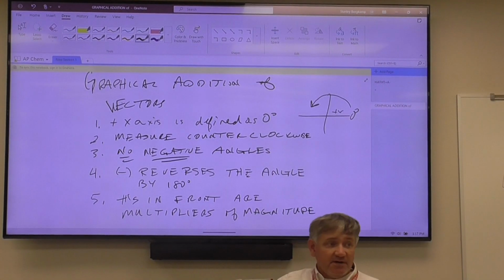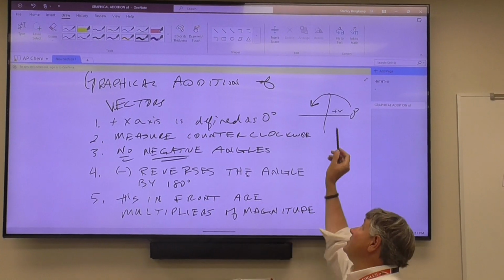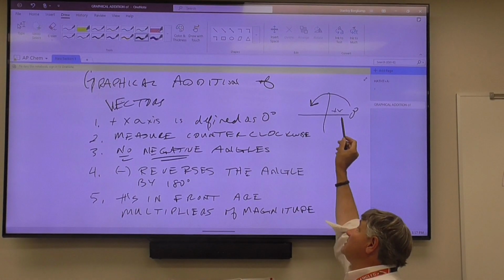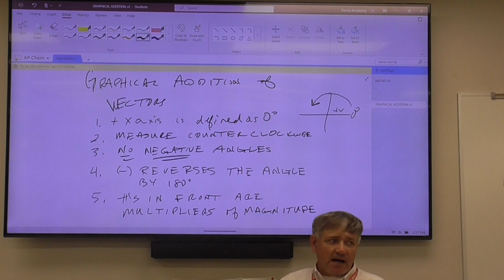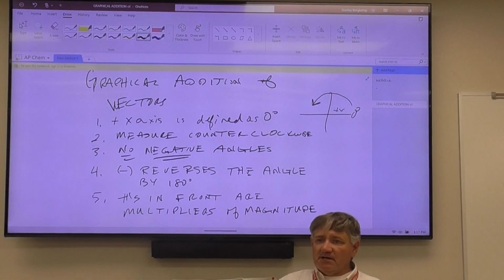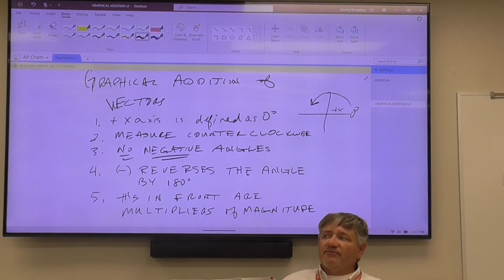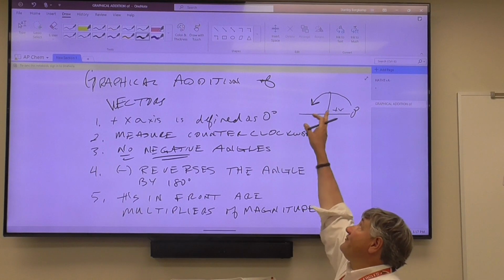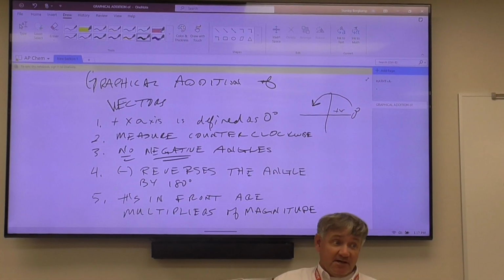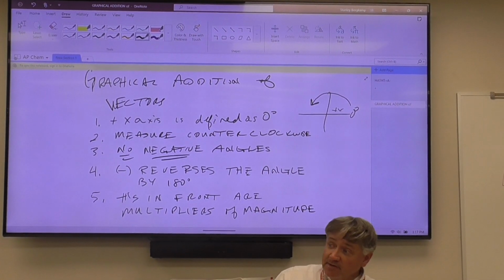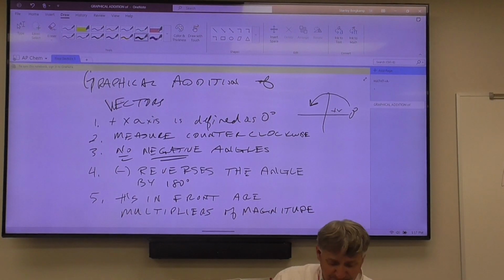You're never going to have a negative angle. So if you're here in this fourth quadrant, don't tell me, oh, that's -10. I have no idea what -10 means. I do not know. That is no reference. 350 degrees, that's something I can deal with. Okay, so you're never going to have negative angles.